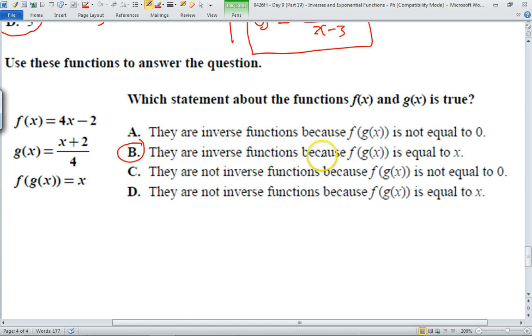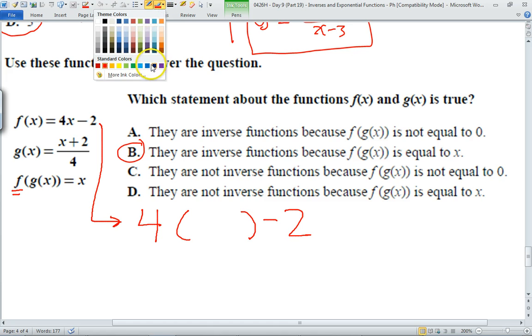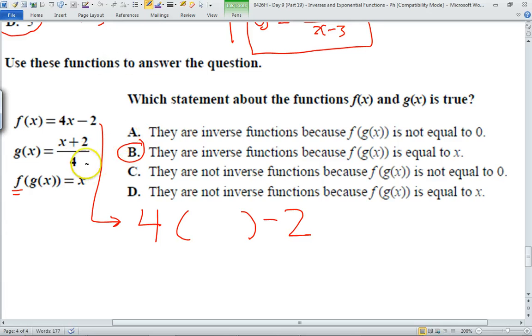They're inverse functions because if we put G inside of F, we are getting X as a result. So let's see. Start with function F, because that's first. Looking at function F, it was 4x minus 2. I write 4 parentheses minus 2. Now, inside the parentheses, I put the other function. So inside the parentheses, I put the x plus 2 over 4 function.